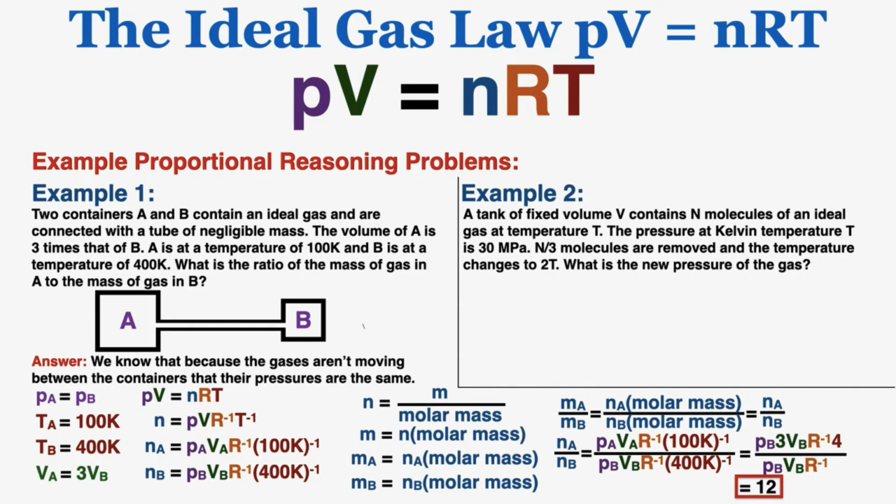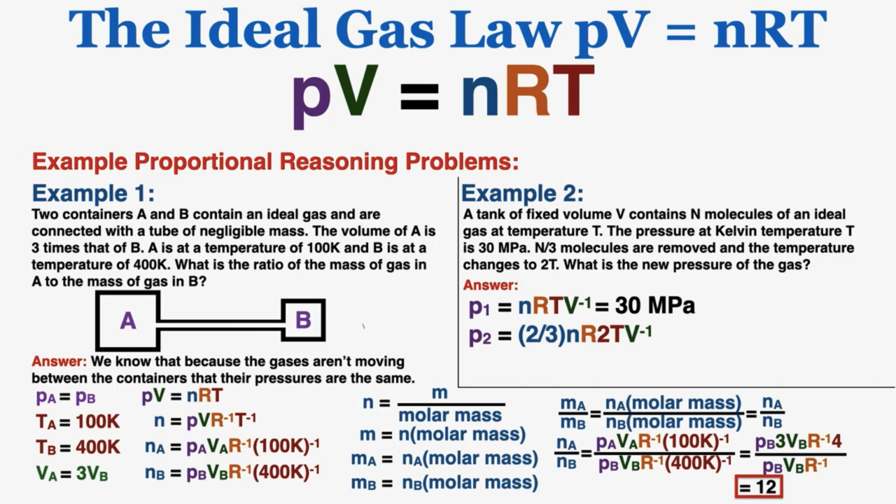In example 2, a tank of fixed volume V contains n molecules of an ideal gas at temperature T. The pressure at Kelvin temperature T is 30 megapascals. N over 3 molecules are removed, and the temperature changes to 2T. What is the new pressure of the gas? As an answer, the original pressure, P1, is equal to these values, and I know that's equal to 30 megapascals.